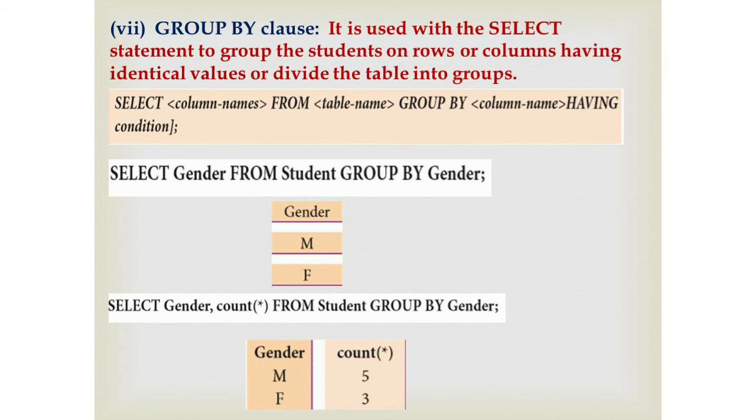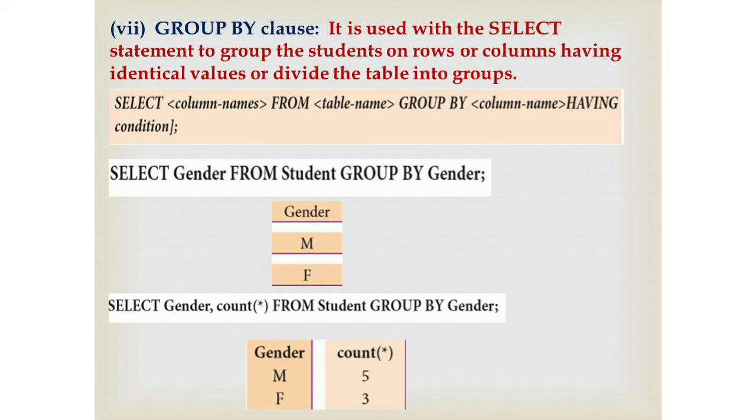The GROUP BY clause is used with the SELECT statement to group the rows or columns having identical values. In the table, where data in a column or row has an identical value, we can group them group-wise by using this GROUP BY clause. It will divide the table into groups also. For example, to know the number of male students or female students of a class, the GROUP BY clause can be used.